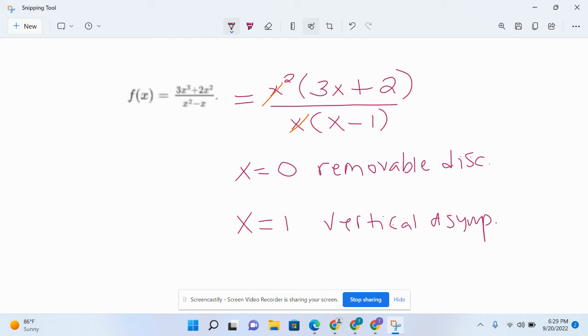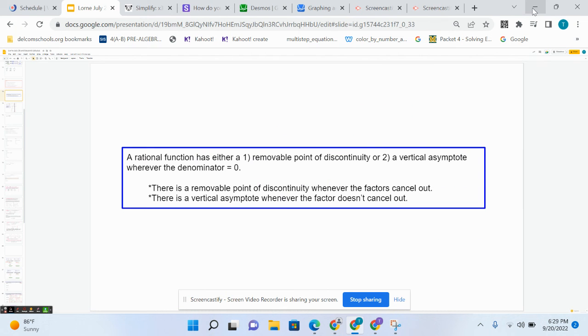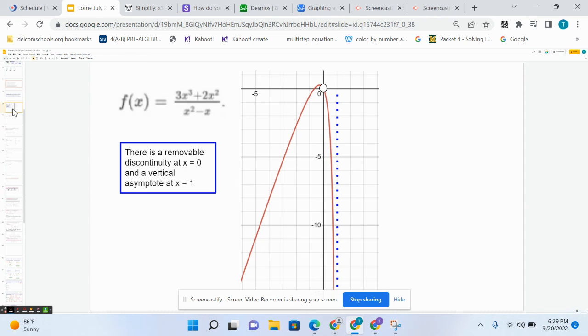So if you have 0 in the denominator, it's going to be one or the other. If the factor actually cancels out, it's going to be a removable discontinuity like it was with x equals 0. If the factor doesn't cancel out, like x minus 1, that place is going to be a vertical asymptote. And I have a picture of the graph from Desmos.